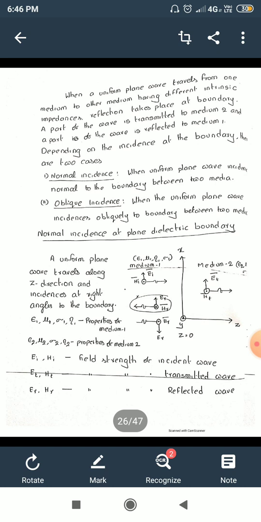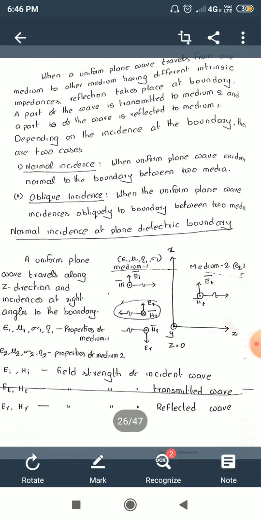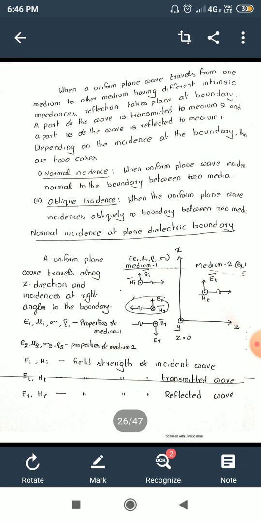How the incident wave, that is the wave that is incident on the boundary, is going to be incident, we are going to see in two cases: one is the normal incidence and the other one is the oblique incidence. When the uniform plane wave is incident normal to the boundary between two media, it is called normal incidence. When the uniform plane wave is incident obliquely to the boundary between two media, it is called oblique incidence.